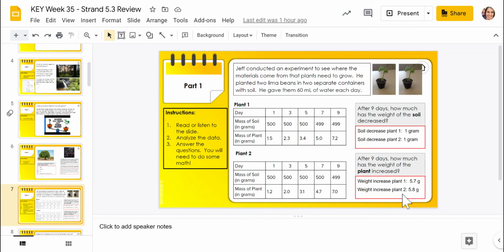To figure this out, I just did a little subtraction. 7 and 2/10, or 7.2, minus 1.5 gives me 5.7, or 5 and 7/10 grams. If I subtract 7 and then I subtract 1 and 2/10 grams from 7, then I get 5 and 8/10 grams. So that is how much the plants increased in weight from day 1 to day 9.